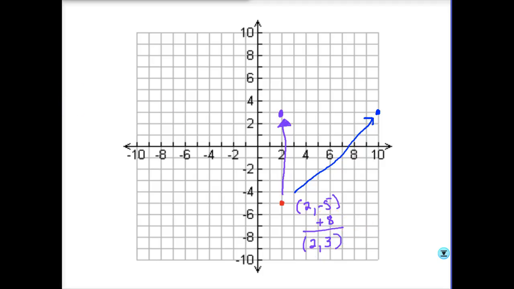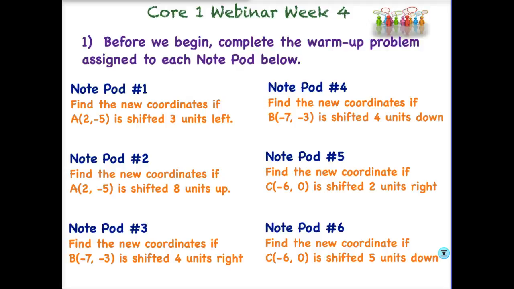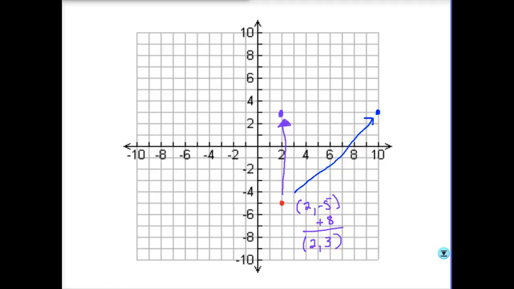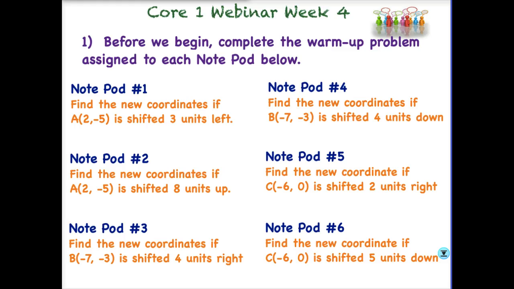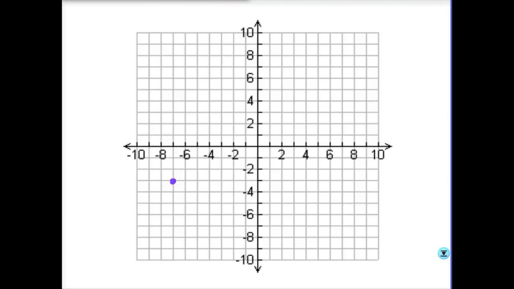Okay, you guys, let's go back, see what everybody else did. Okay, so Kiana, you are good. Cece, you are in pod 3, and your coordinate was at -7, -3, and you are shifting 4 units to the right. All right, so -7, let's just erase all this now so that we can put your point in there. -7, -3 is going to be down here. We'll start you off in purple. And you are shifting 4 units to the right.